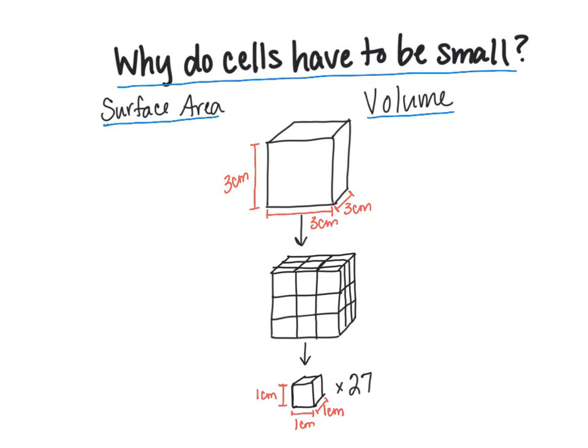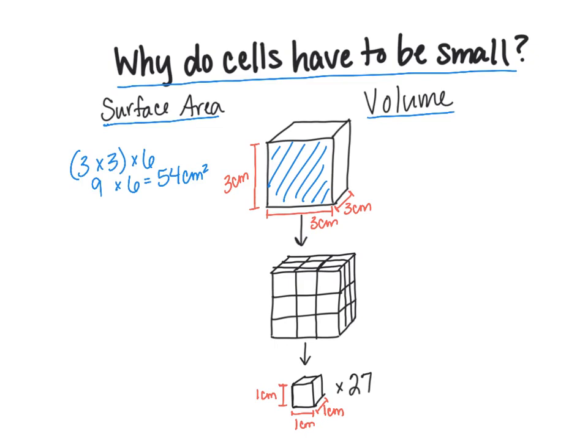To calculate the surface area, we can take the length of one side times the length of another side. So in this case, we could take 3 centimeters times 3 centimeters, and that would give us the area of one side of the box. Now a box has 6 sides, so we have to take that number and multiply it by 6. So to get our final answer, 3 times 3 is 9 times 6 gives us an answer of 54 centimeters squared for the surface area of this box that has a length on each side of 3 centimeters.